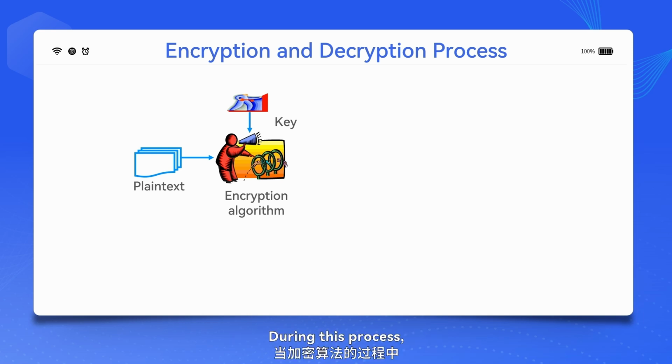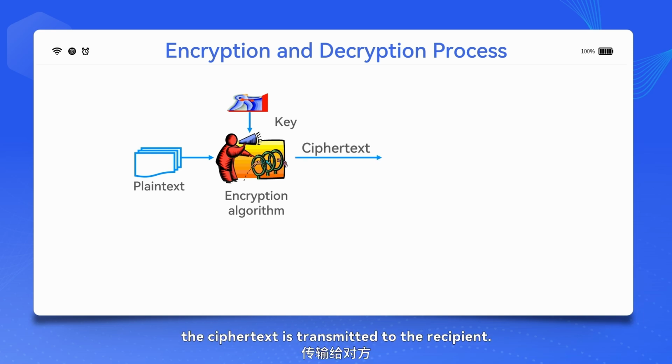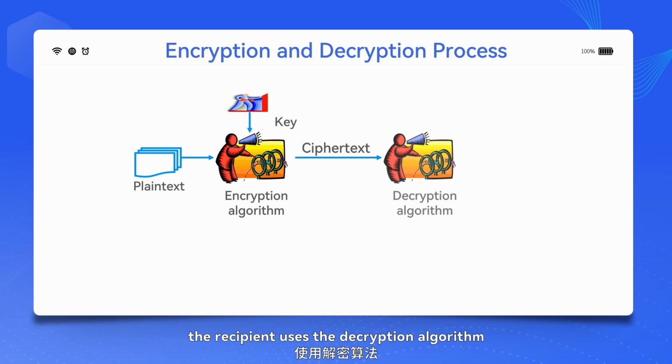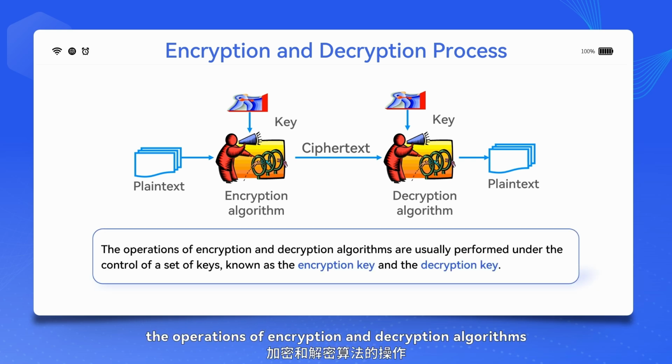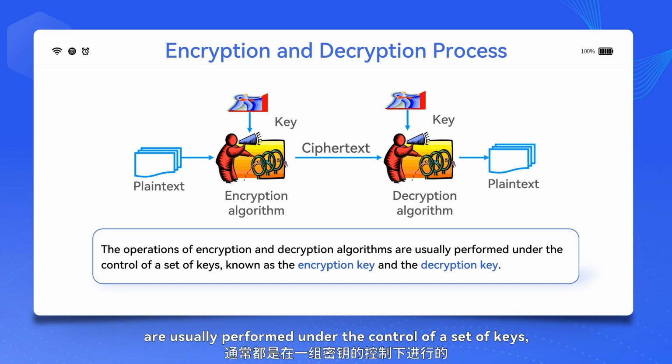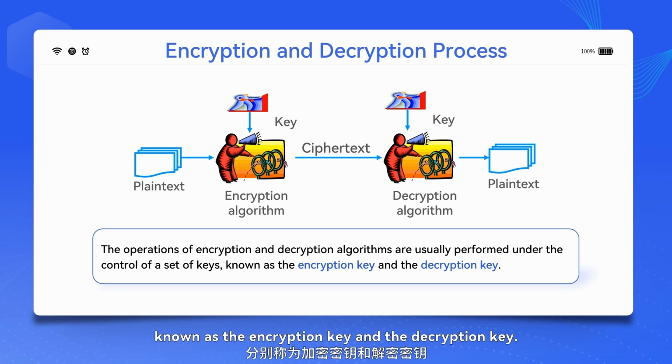During this process, the encryption key is also used. After the plaintext is encrypted, the ciphertext is transmitted to the recipient. Upon receiving the ciphertext, the recipient uses the decryption algorithm and the decryption key to decrypt the message, recovering the plaintext. Therefore, the operations of encryption and decryption algorithms are usually performed under the control of a set of keys, known as the encryption key and the decryption key.